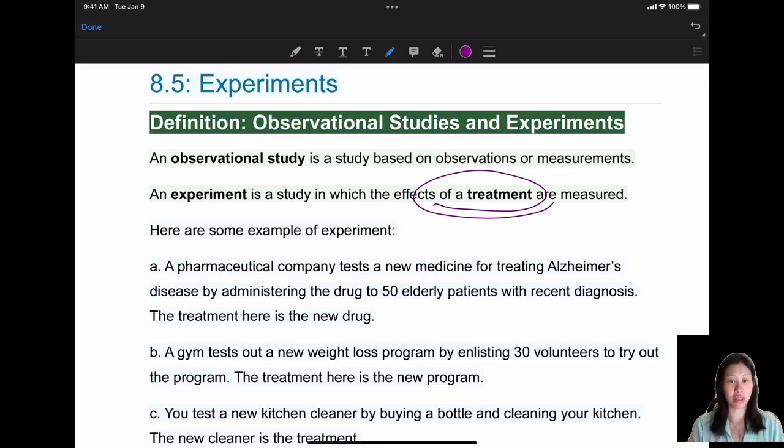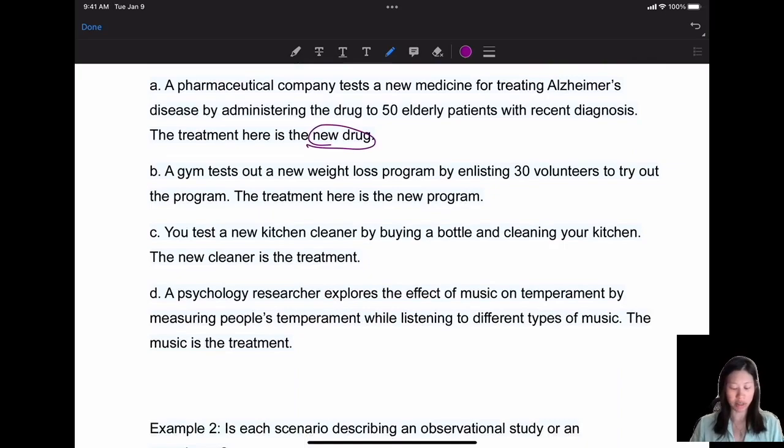So here are some examples of experiment. A pharmaceutical company tests a new medicine for treating Alzheimer's disease by administering the drugs to 50 elderly patients with a recent diagnosis. So the treatment here is the new drugs. A gym tests out a new weight loss program by enlisting 13 volunteers to try out the program. So the treatment here is the new program.